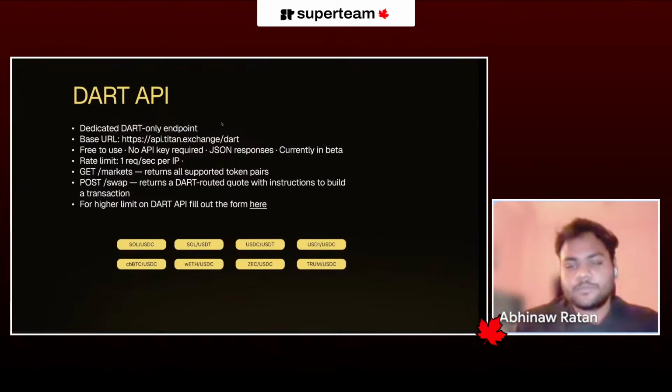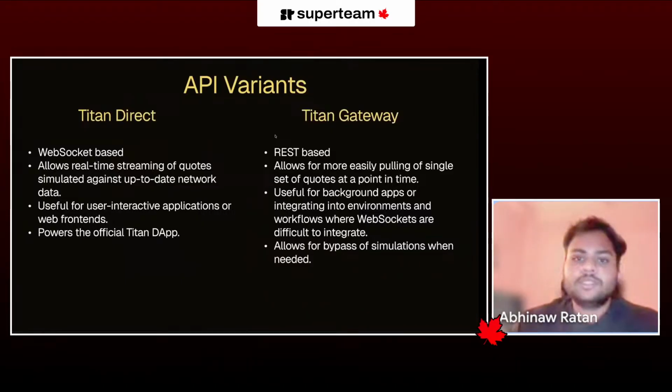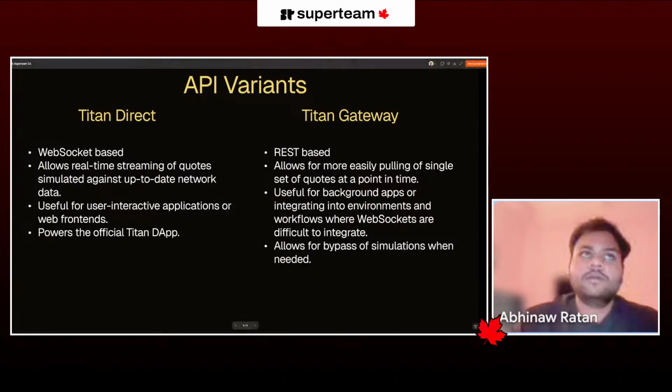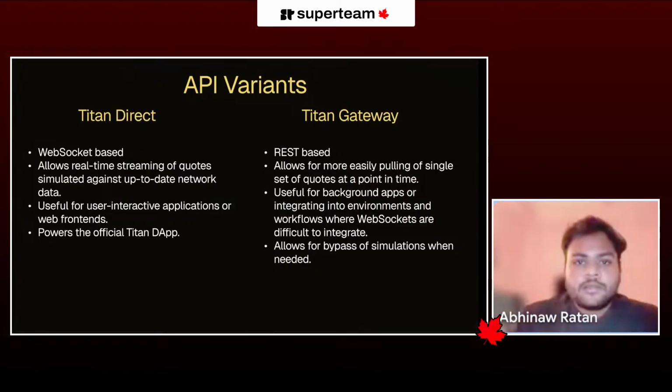Moving on to our on-chain, off-chain routing. Currently, we have both Titan Direct and Titan Gateway, which are REST and WebSocket based integration methods. We are giving you the freedom to choose the best method that suits your tech stack. But the underlying quoting engine is similar for both of these integration methods, so there won't be a data quality loss or anything. It's just a choice that you have to make.